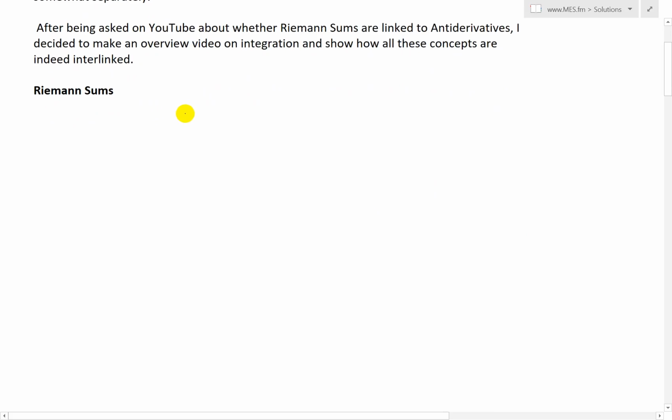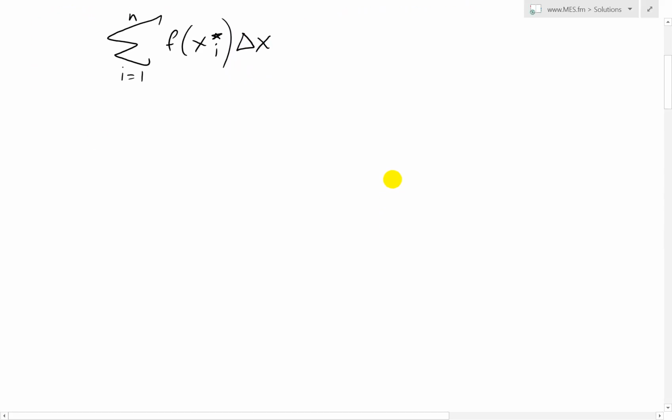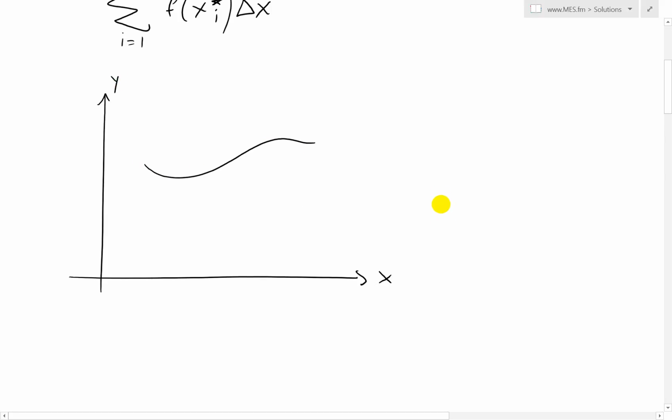Riemann sums, as I went over in my earlier videos, is equal to this summation, at i equals 1 up to n. So it's a summation of the function f of x_i star, and I'll get to the star in a bit, times delta x. So this is the Riemann sum, and you can see this graphically like this. I'll draw the x and y axes like this. Let's say you had a function such as this over here, and this is our f of x function.